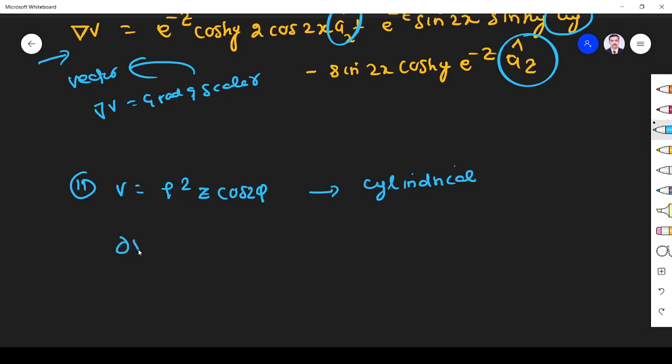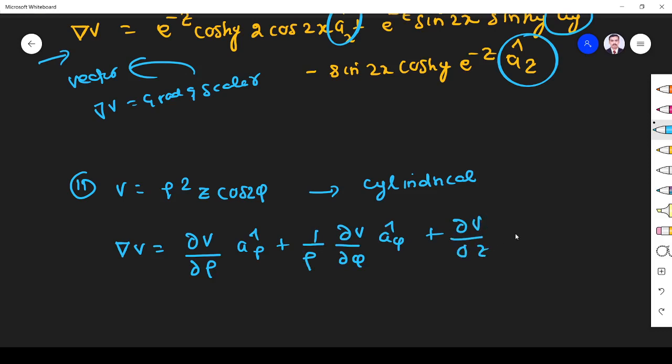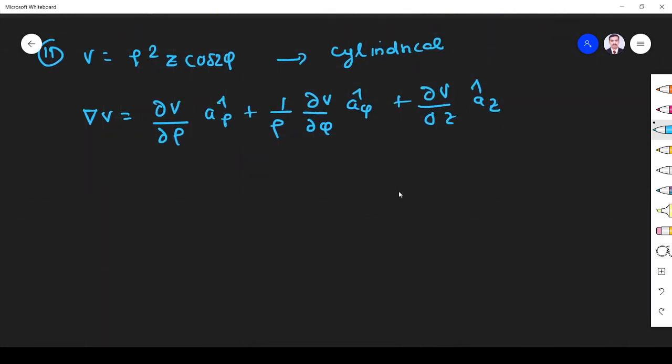So for the cylindrical coordinate system, gradient is given by del V is equal to dou V by dou rho a rho plus 1 by rho dou V by dou phi a phi plus dou V by dou z a z. Fine. So again, simple partial differentiation you have to do. So first thing is differentiate with respect to rho. When you differentiate with respect to rho, these are all constant. Z cos 2 phi is a constant. Differentiating rho squared with respect to rho, we will get 2 rho.